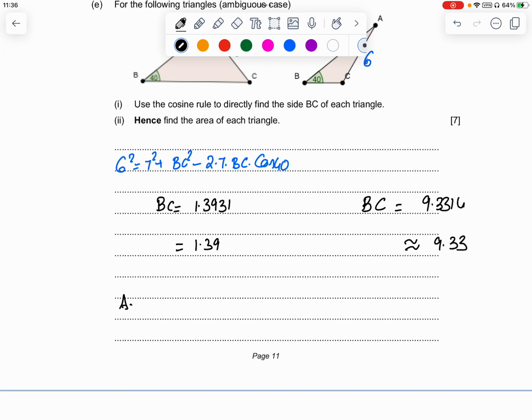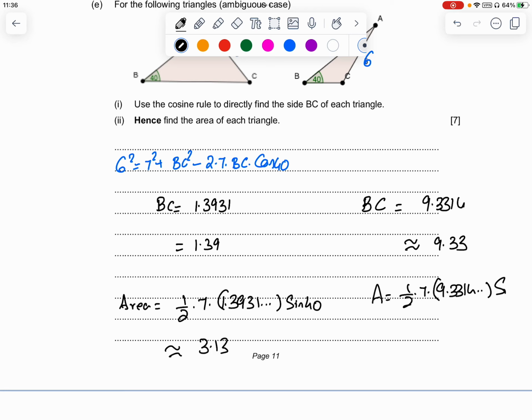Now in that case, area is going to be 1 upon 2 times 7 times 1.3931, full calculator display, times sine 40. Simplify that, you should be getting 3.13. In this case, area should be equal to 1 upon 2 times 7 times 9.3314 and so on, times sine 40. Simplify that, you should be getting 21.0.